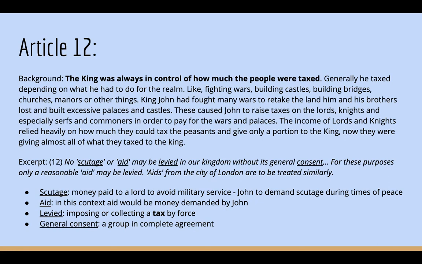So again, now that you have those words, go back, reread the excerpt, and considering the background, why would this have been included in the Magna Carta? Why are the nobles including this in that document that they are forcing King John to sign? Think about that, and then go ahead and answer the 4 questions under Article 12 in your Google Doc.